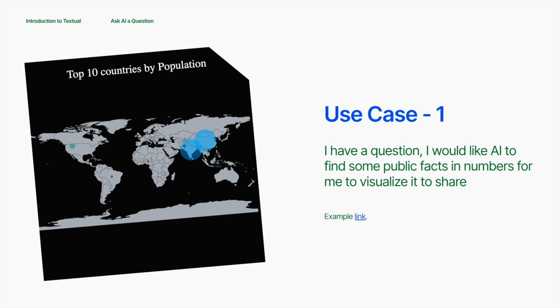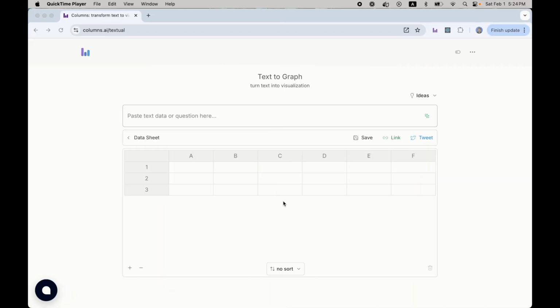Use case 1, I have a question. I would like AI to find some public facts in numbers for me to visualize it to share. Let's take a look. Use case 1, sometimes I have a question about public facts. I want AI to find some numbers for that so I can visualize.